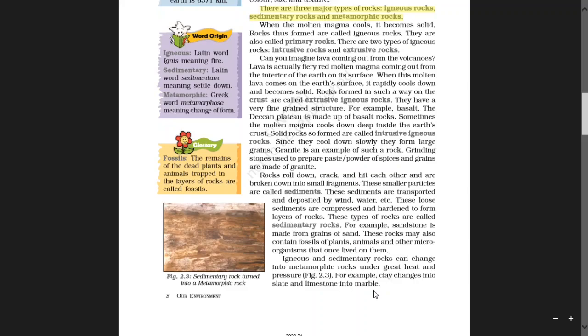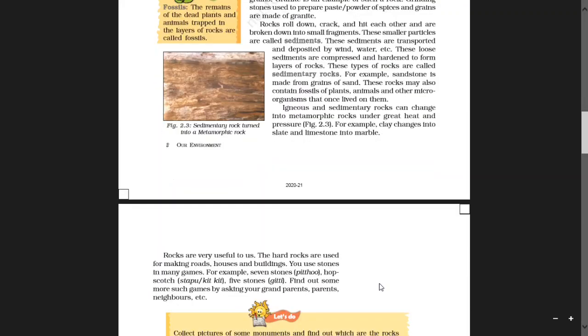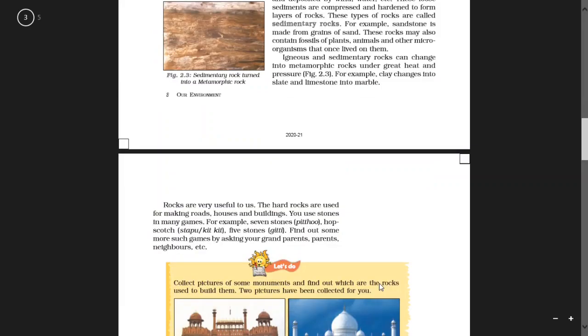These are the examples. Okay, so boys, what are sedimentary rocks? How are they formed? Give two examples. Then what are igneous rocks? How are they formed? Give two examples. This you need to know. Here you can see figure 2.3: sedimentary rock turning into a metamorphic rock.